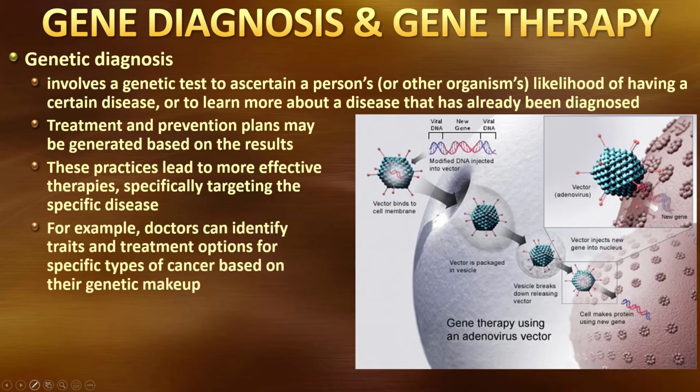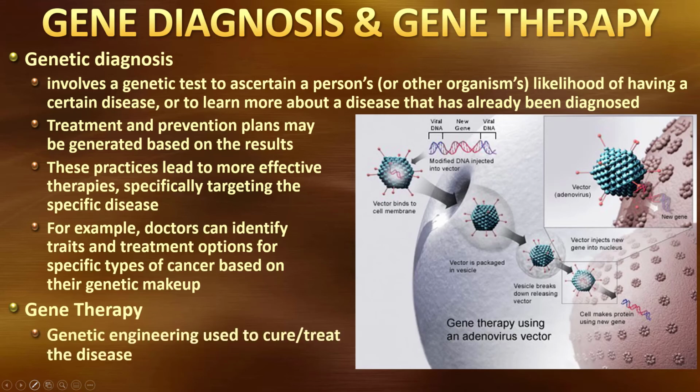For example, doctors can identify traits and treatment options that are very specific to individuals and to that individual's disease. Not all cancers are caused by the same types of mutations, and so different treatments might be more appropriate depending on what type of mutation is causing that particular disease. In gene therapy, we use genetic engineering to cure or treat the disease. So we can use it for diagnostics and we can also use it for therapy.